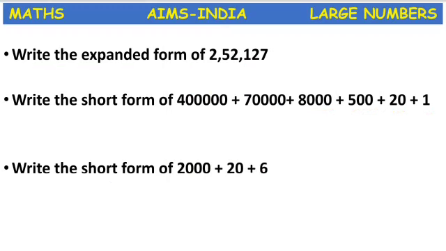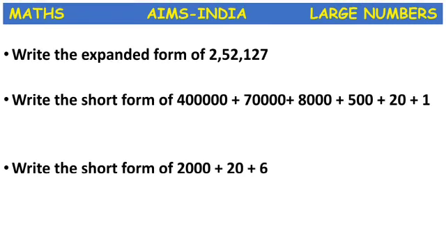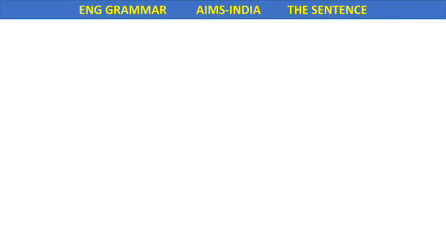I hope you understood what we learned today. The main topic of today was place values. With the help of place values, we were able to write the number names, we were able to write the numerals, we were able to write the expanded forms, we also wrote the short forms, we wrote the place values and face values.